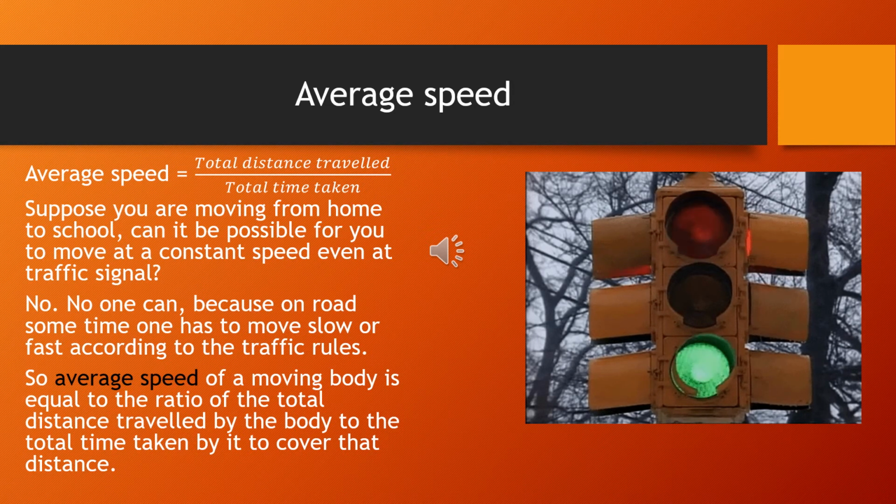Then all you have to do is divide the complete distance, that is the distance between Delhi and Chandigarh, by the time you have taken. In this way you will be able to receive average speed.